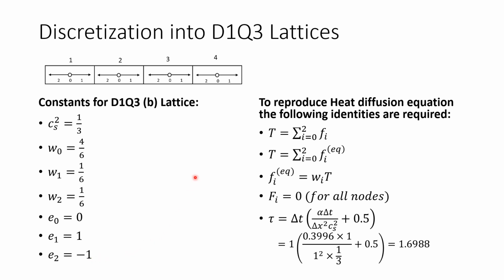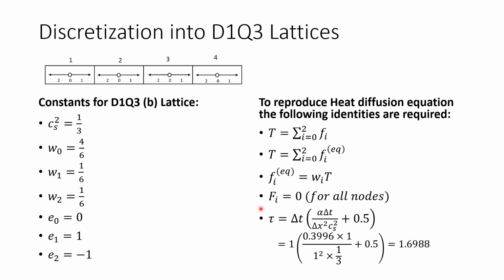And then to reproduce the heat diffusion equation, we would have these following identity equations. So the first one is the temperature will be equal to the sum of all of the distribution functions, and it will also equal to the sum of all of the function F equilibrium, and F equilibrium would be equal to W times the temperature, and then Fi will be equal to 0 for all of the nodes.